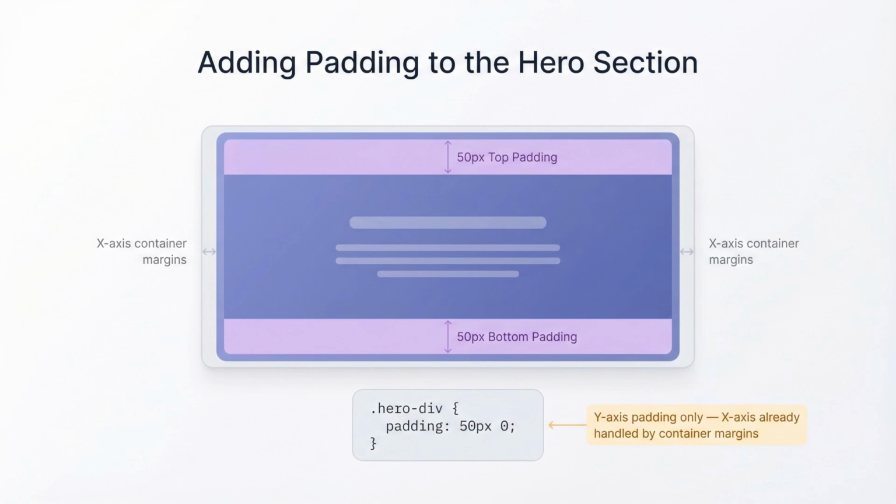To add vertical breathing room above and below the hero content, padding is added to the hero div. But here's a subtle point. We only add padding on the y-axis, top and bottom. The x-axis already has spacing handled by the container's margin auto. Writing padding 50 pixels 0 means 50 pixels top and bottom, 0 left and right. This shorthand is cleaner than writing padding top and padding bottom separately.